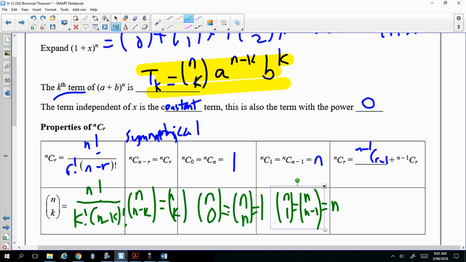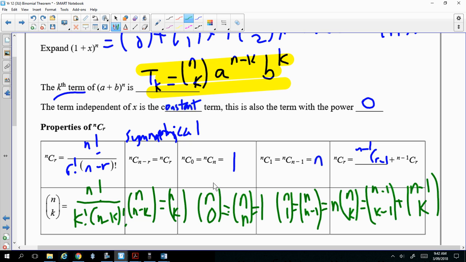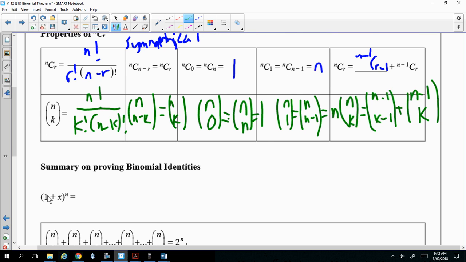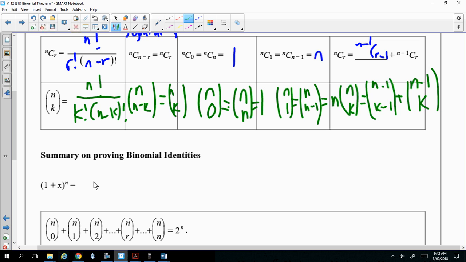I don't know why I wrote this again. Okay, so let's write it again. It doesn't hurt to prove again. nC1 x plus nC2 x squared plus dot dot dot nCn. And this is important. So once you've expanded this, it allows you to prove the following formulas. So use that to prove all these formulas.